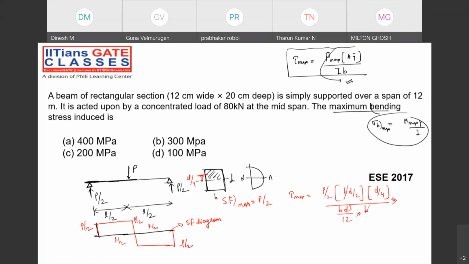So B and B will cancel out. D will also cancel out. And with this one more will cancel out. So P divided by what? We can write over here: P divided by 12P divided by 16, divided by BD, right?